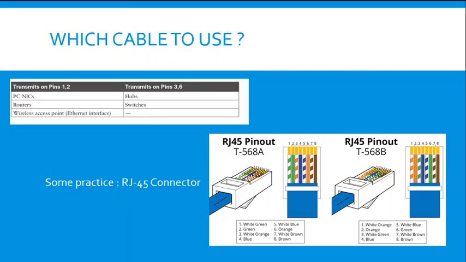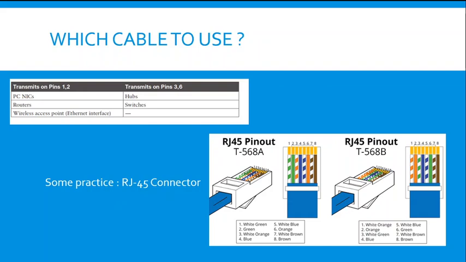But which cable to use? Of course, there are different kinds of RJ45, or Ethernet LAN jack as it is called differently. They transmit on pins 1 and 2, and 3 and 6. Pins 1 and 2 are used by PC NICs, routers, and wireless access point Ethernet interfaces. Meanwhile, the ones that transmit on pins 3 and 6 are hubs and switches.